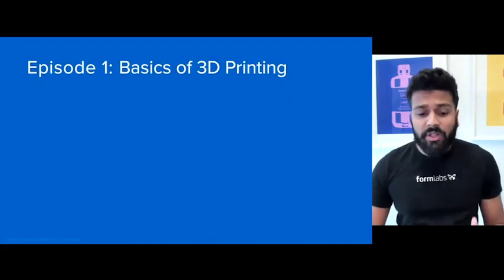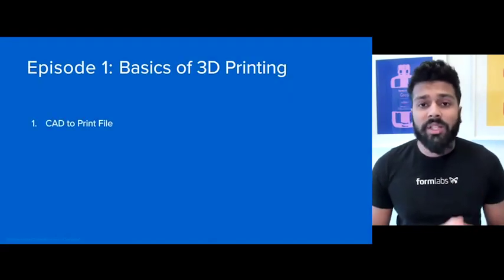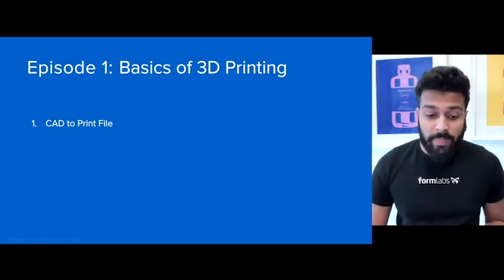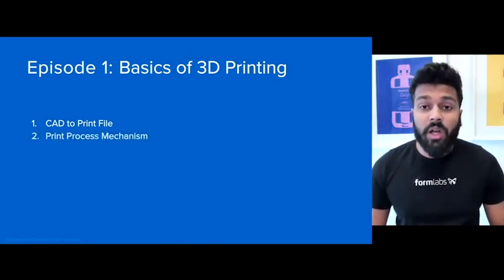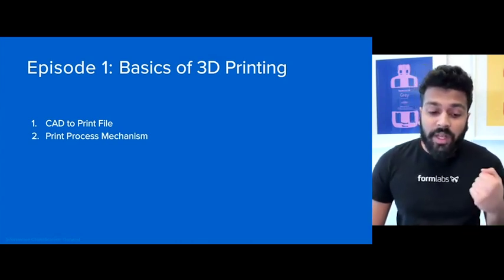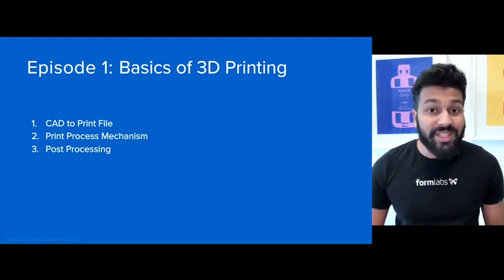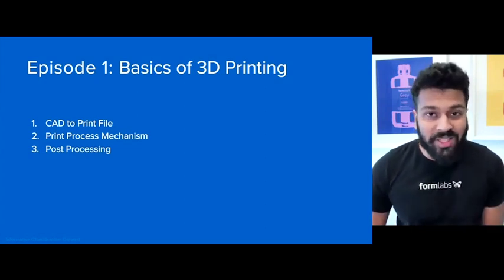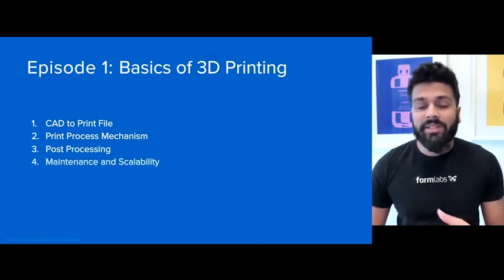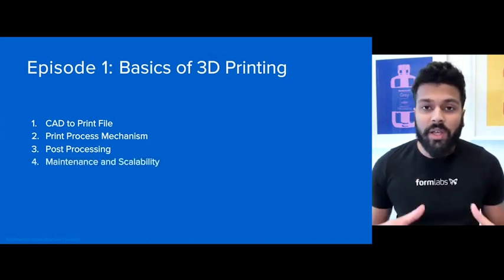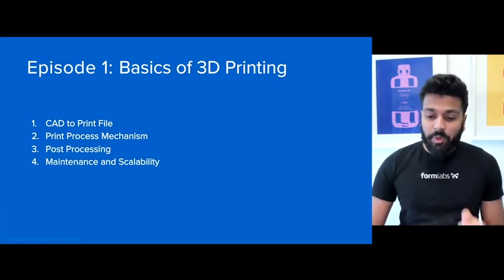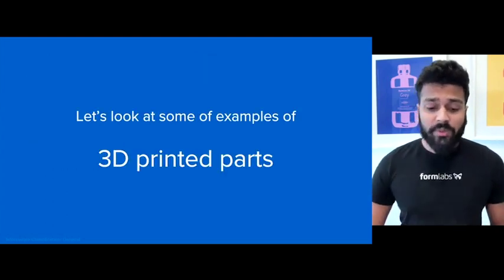So in a brief agenda in this episode, we're first going to talk about how you can take your digital input and turn it into a file ready for printing. Then we're going to discuss the pros and cons of each different printing technology in today's presentation. And then we're going to talk about the dirty secret of 3D printing that no one really talks about, which is post-processing. And last, we'll talk about the maintenance that you need to consider and how to really scale with different 3D printing technologies. So before we jump into it, let's look at a couple examples.